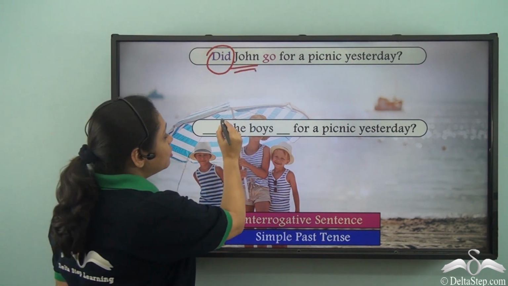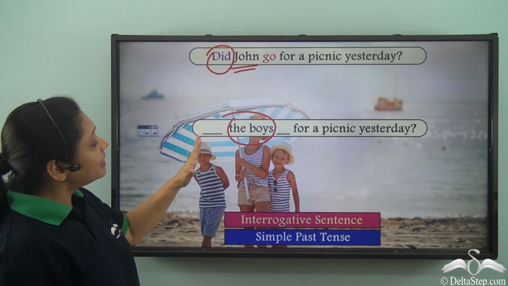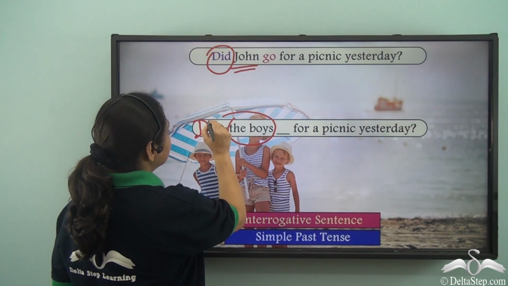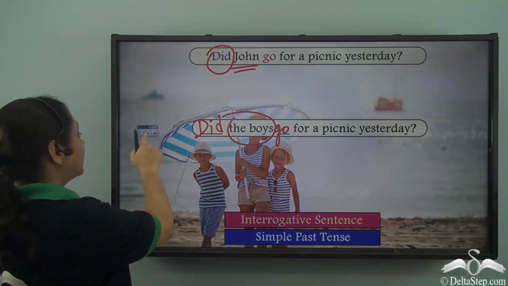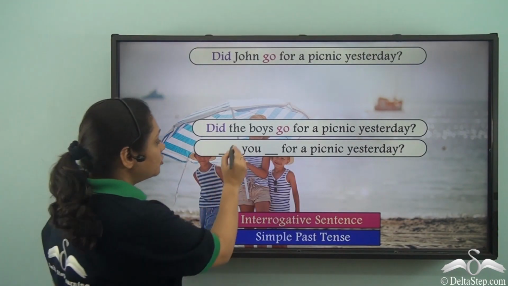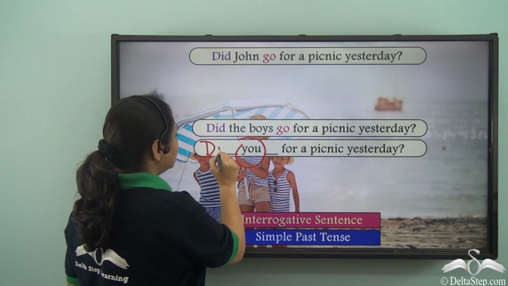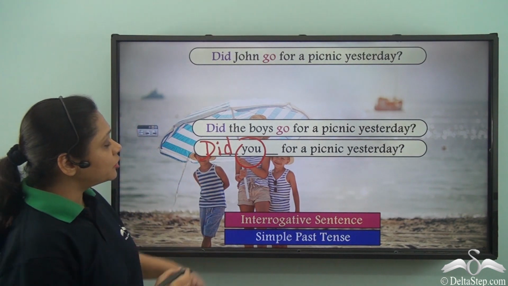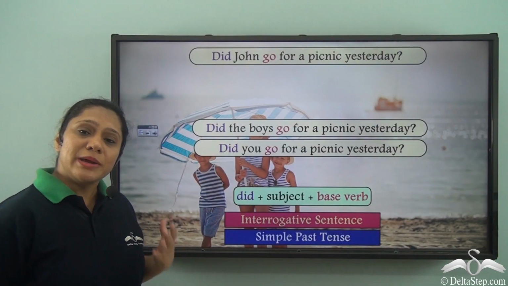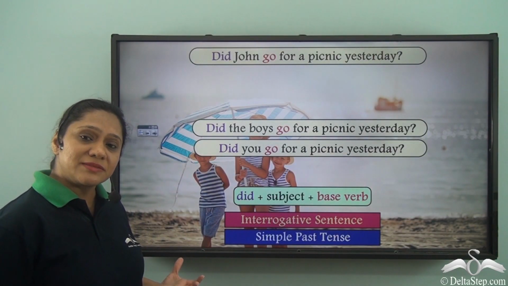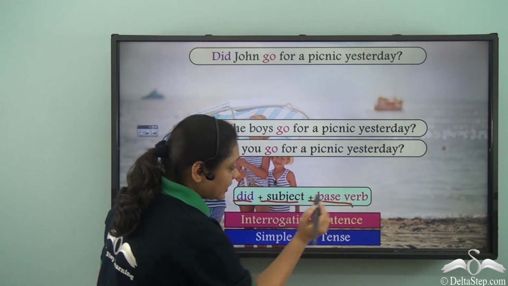So what if we have a plural subject, the boys? How will we write this sentence? We will write the sentence as did the boys go for a picnic yesterday? What if the subject changes to you? Then also we will use did. So we will have did you go for a picnic yesterday? So in the simple past tense, the interrogative sentence has the form did followed by the subject and then the base verb.